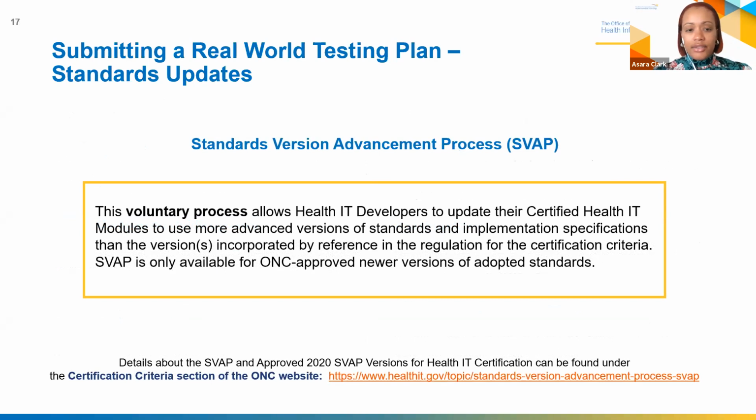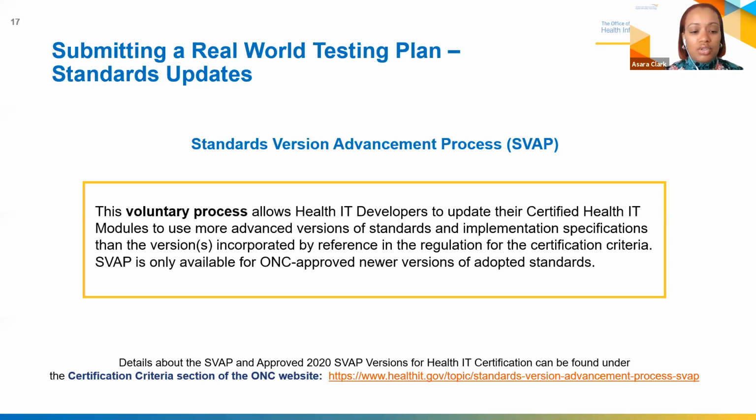All right, now we have another process by which health IT developers can incorporate standards updates in their certified health IT modules. And this is the standards version advancement process. Now, the standards version advancement process is a voluntary process that allows health IT developers to update their certified health IT modules to more advanced versions of standards and implementation specifications that have been incorporated by reference in the regulation. Okay, so this process is completely voluntary and it's only applicable and available for ONC approved newer versions of adopted standards.